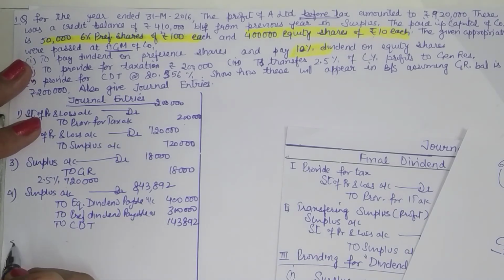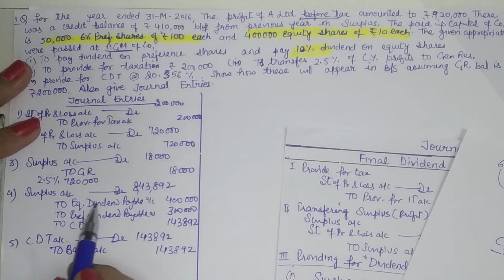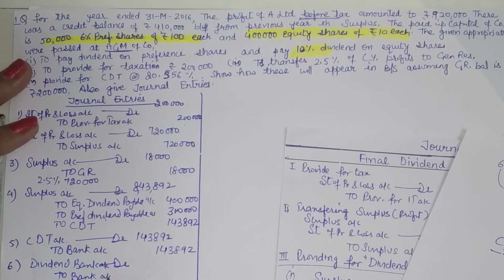Now CDT can be paid directly. So you will pay CDT to bank account, that is corporate dividend tax to bank account, 1,43,892. In order to pay these two dividends, you need to create a separate dividend bank account. So dividend bank account is opened from your normal bank account for 7 lakh rupees.